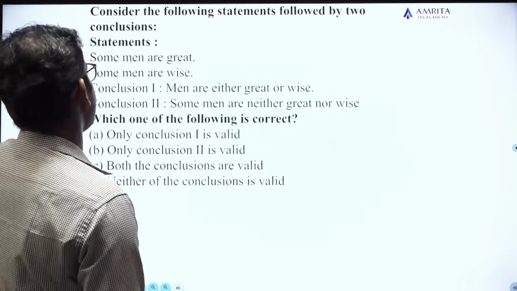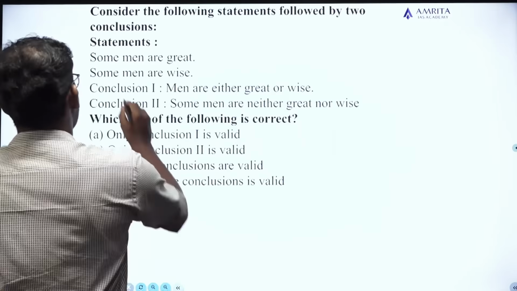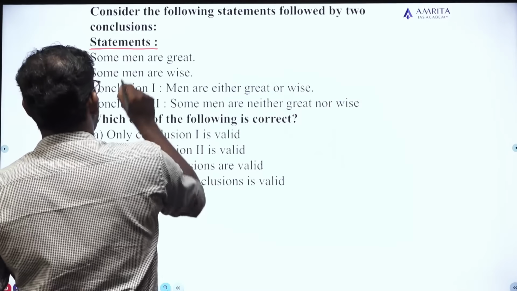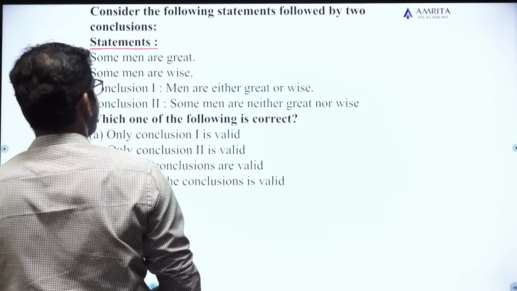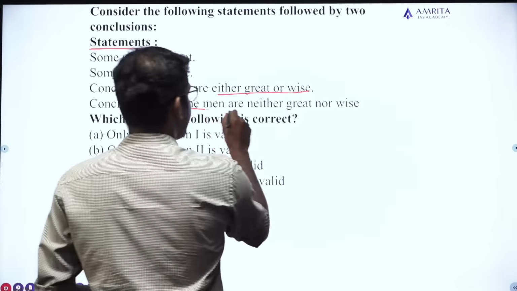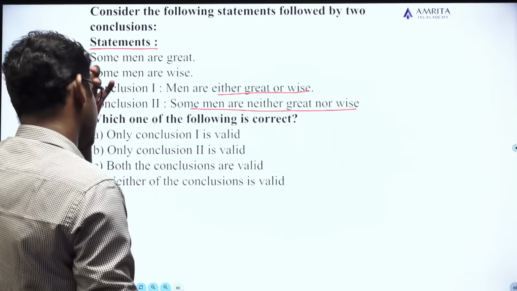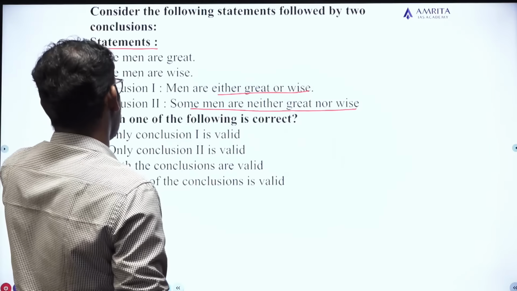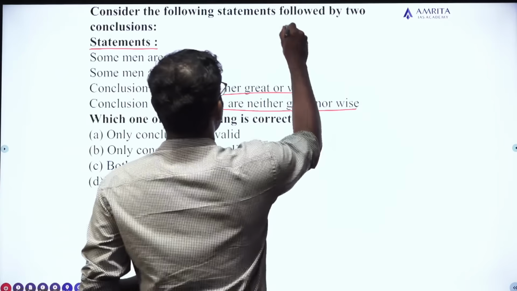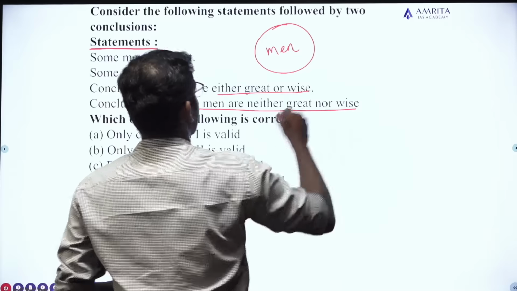We are moving to the next question. Consider the following statements followed by two conclusions. Statements: some men are great, some men are wise. Conclusion 1: men are either great or wise. Conclusion 2: some men are neither great nor wise. Which one of the following is correct? Okay, fine. So let's first take the statements and draw the diagram. The first one is some men are great.